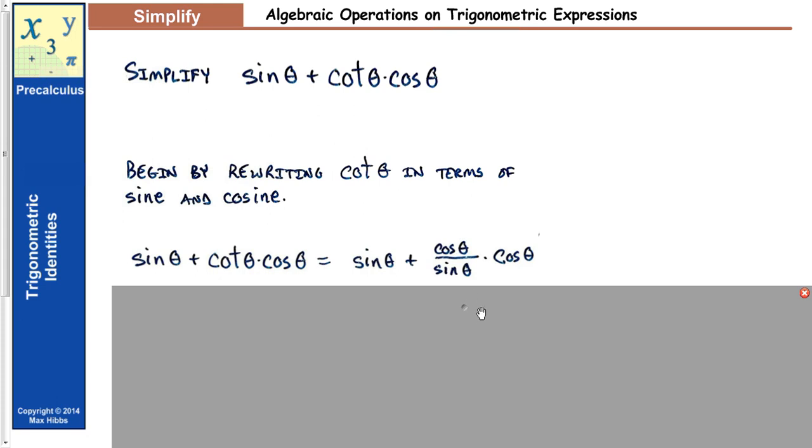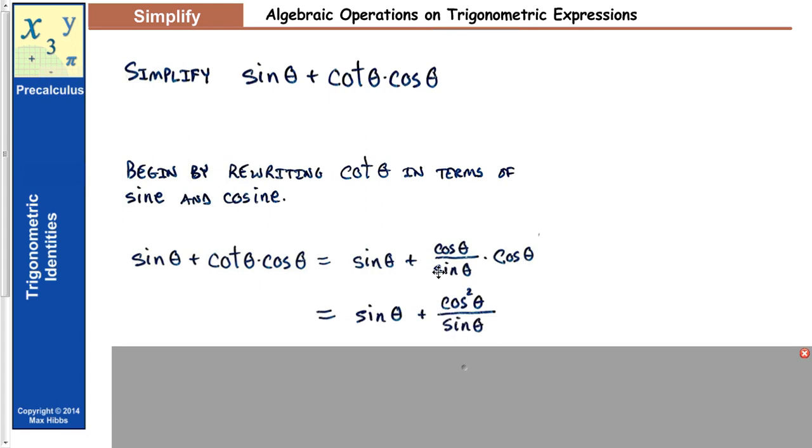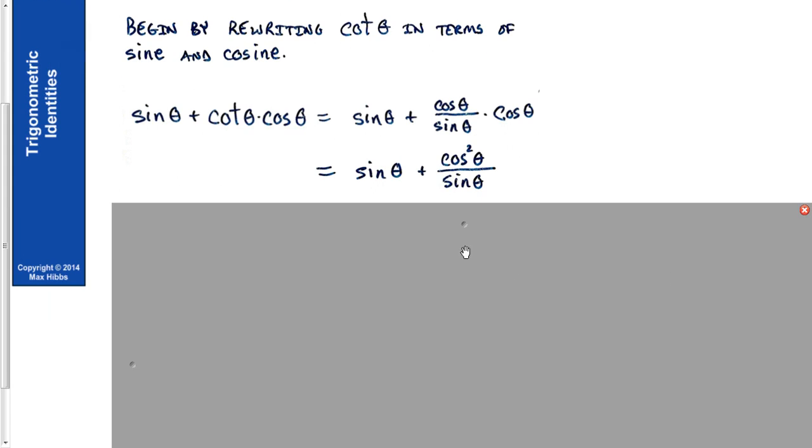Now, after I do that, there's actually some algebra that can be accomplished, and that algebra is multiplying this fraction with cosine theta. And of course, we could think of that as cosine theta over 1, and so we have cosine theta times cosine theta divided by sine theta. And so there's our cosine squared theta over sine theta. Now we have two terms that maybe we can add. See, now that we've got something we can work with that we didn't have before.